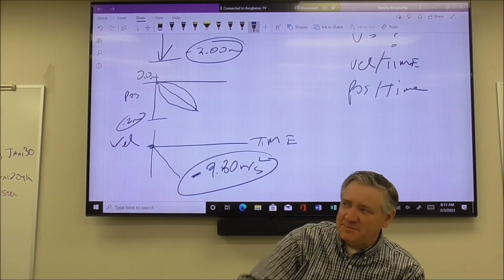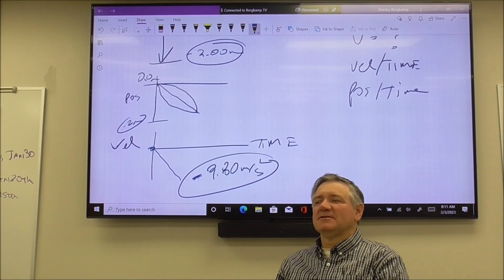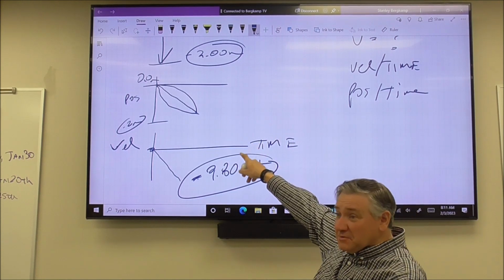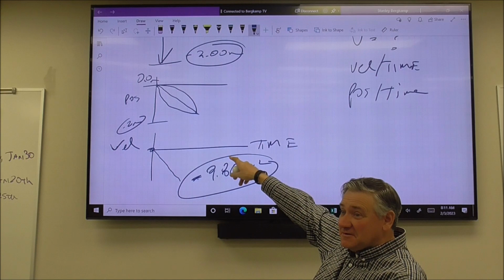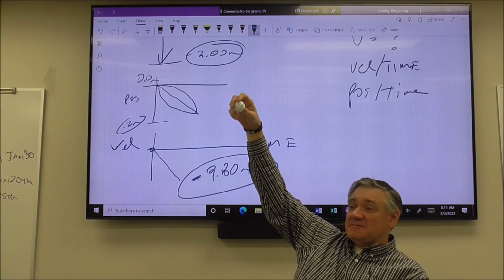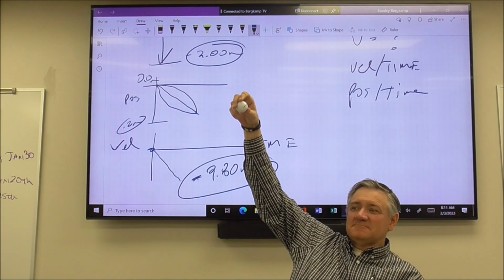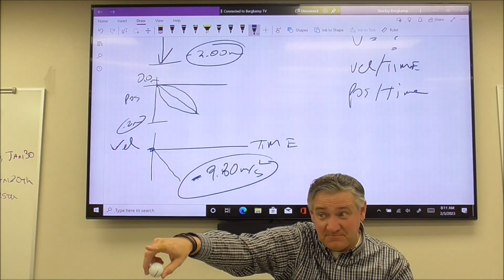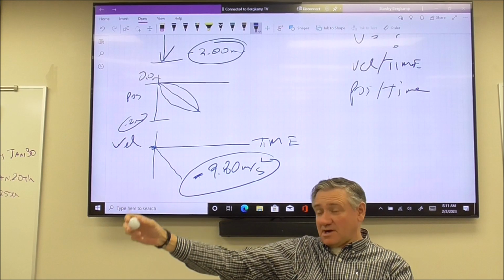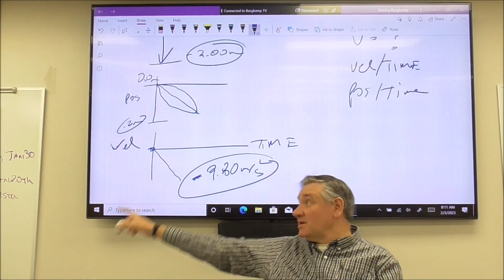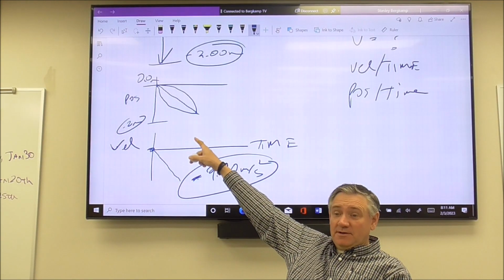Okay, now, why can't it be the middle curve? What does the slope of your position time graph give you? It gives you velocity. So if it was the middle curve, what would happen? The velocity wouldn't change, and the acceleration would. So you would drop it and it would just fall at a constant rate like this, if it was the middle curve.